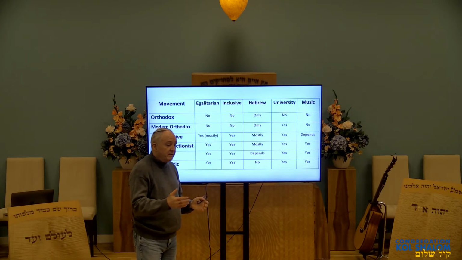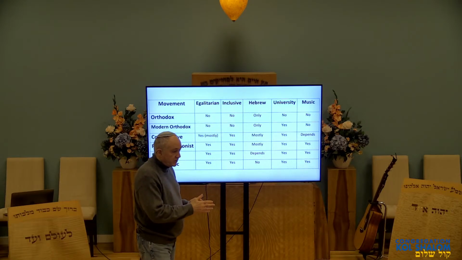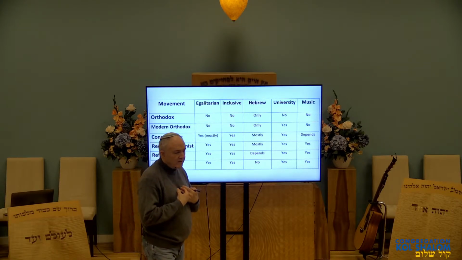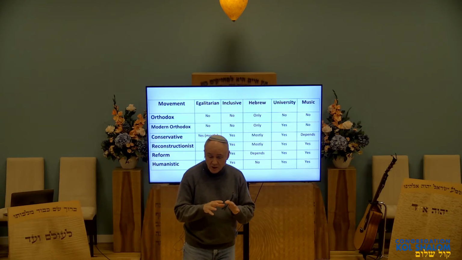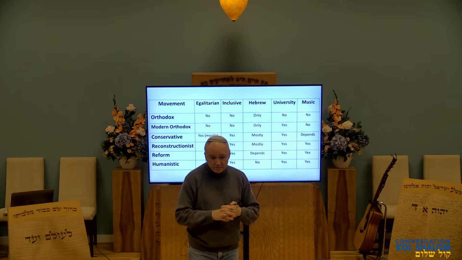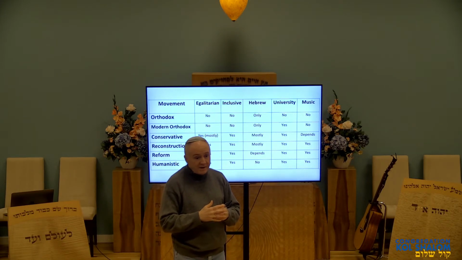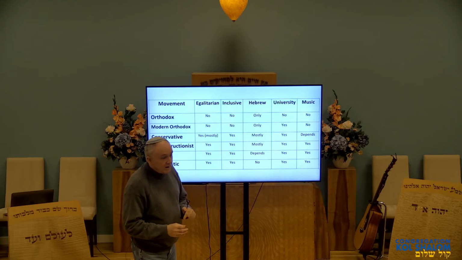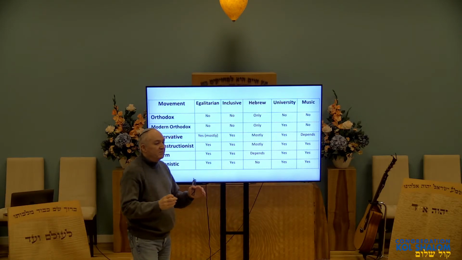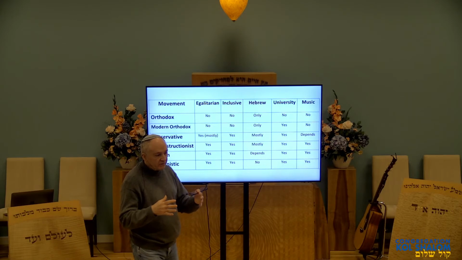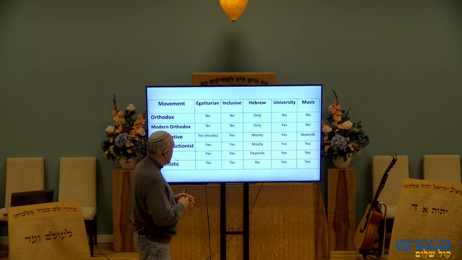Conservative, egalitarian, mostly, not 100%, but let's say 90% are egalitarian. So in some places, women don't come to the Torah, or I saw in some places women are not part of the tribunal, because according to the Orthodox halakha, only men can be part of the tribunal. But let's say that 90% of the conservative are completely egalitarian.